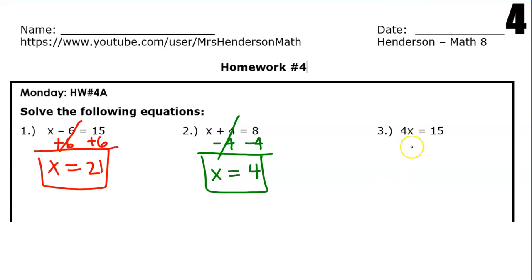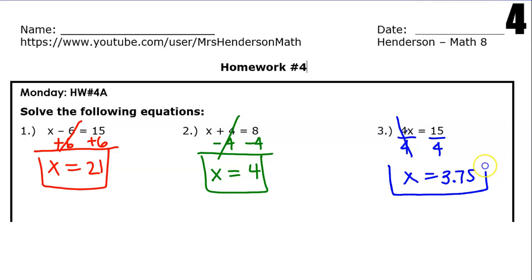Now for number 3, this 4 is not a constant, it's a coefficient, which means it is multiplying the variable x. So the inverse here would be to divide both sides. Multiplicative inverses make 1, and we can leave that 1 invisible. And 15 divided by 4 is 3.75. You can use your calculator if you need to.